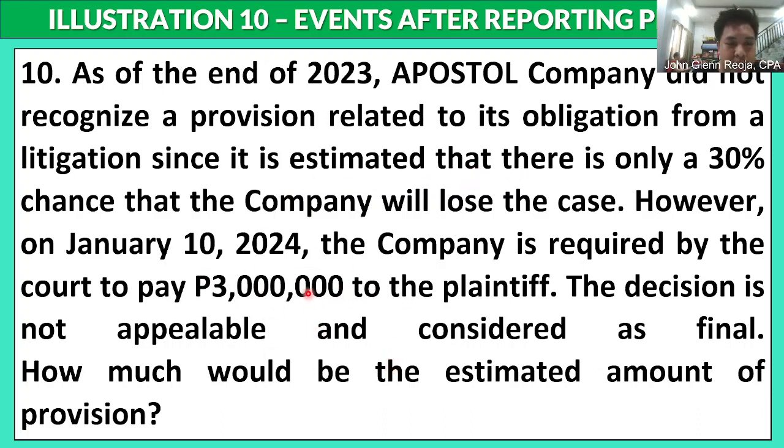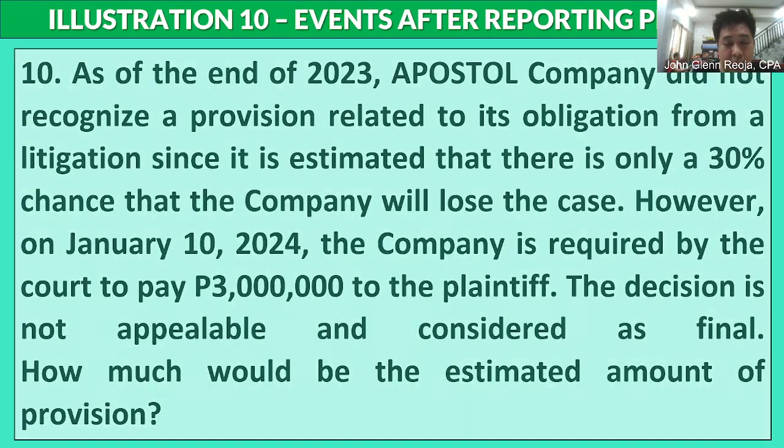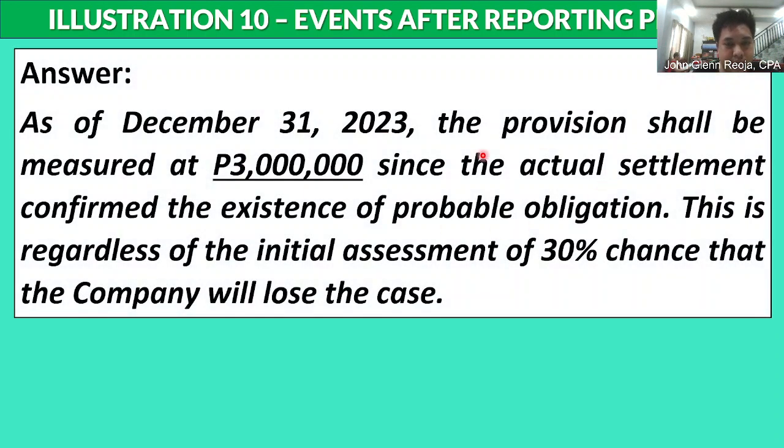Yung final amount naman is na-delay lang konti, no? Pero yung 3 million must be reported as of December 31, 2023. Since the actual settlement confirmed the existence of probable obligation, this is regardless of the initial assessment of 30% chance that the company will lose the case. No? Kasi may better information, di ba? This information is relevant, so therefore it must appear in the financial statements.